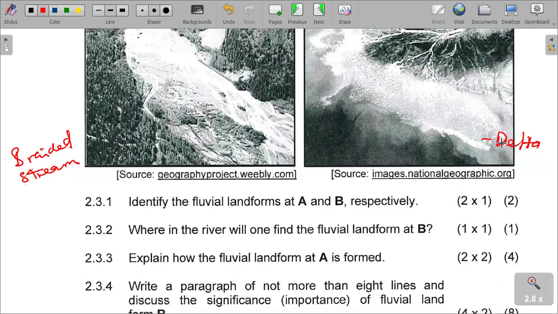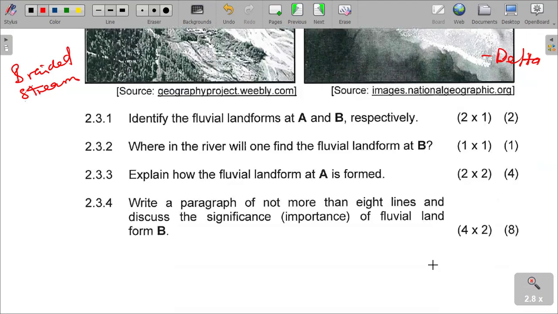And then where in the river do we find the fluvial landform at B? Deltas, where do we find them? It is found at the river mouth. When the river is entering into the sea, where the river is entering, that's where we find the delta formation.